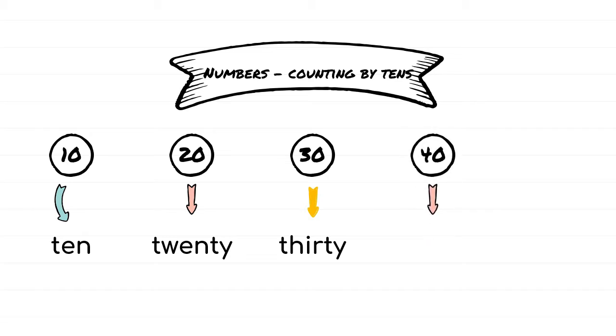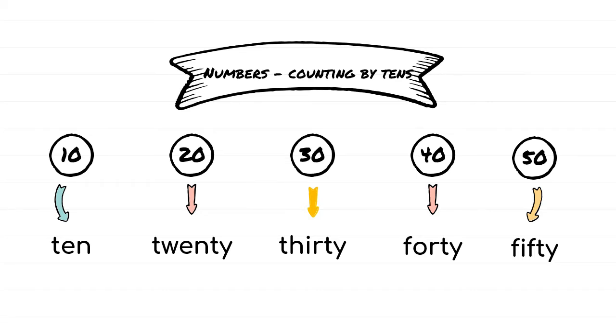Next is 40 ataupun 40. F-O-R-T-Y, 40. Next one is 50 ataupun 50. How do you spell 50? F-I-F-T-Y, 50. Now, let's say together.